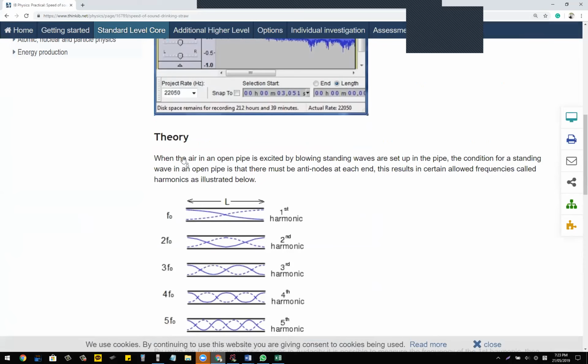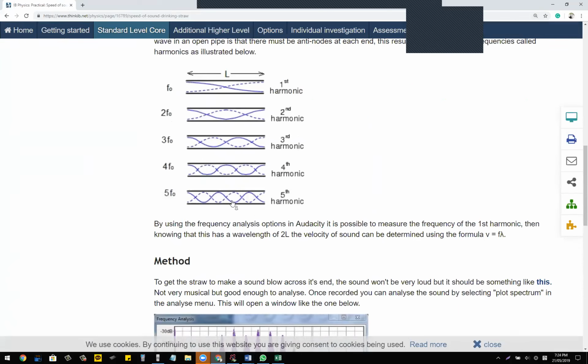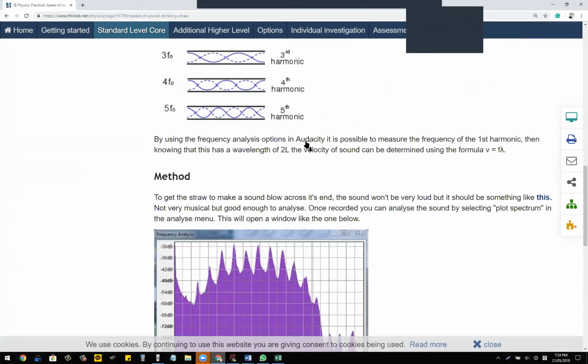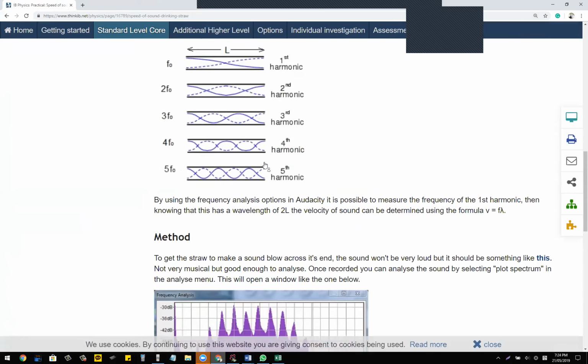When the air in an open pipe is excited by blowing, standing waves are set up in the pipe. The condition for a standing wave in an open pipe is that there must be antinodes at each end, like this. This results in a certain set of frequencies called harmonics. As illustrated by using the frequency analysis options in Audacity, it's possible to measure the frequency of the first harmonic. Knowing that it has a wavelength of 2L, the velocity of the sound can be determined using the formula. This method.